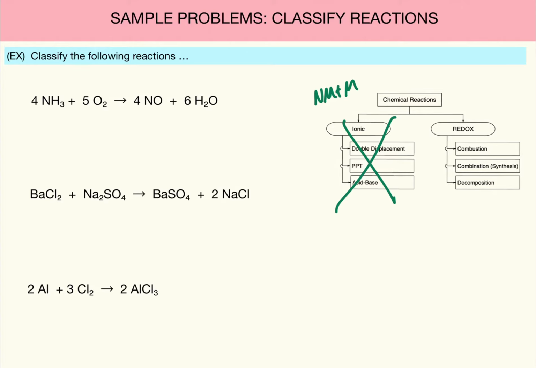Well, hopefully a redox comes into play, and indeed I spot something right away, a reaction with oxygen with some chemical species to produce an oxide. I have a combustion reaction. Do I have a combination? No, I have two things going to two things, so I don't have a combination or synthesis, and likewise I don't have a decomposition. So if I have a combustion, I must also have a redox. So my answer is I have a redox reaction and I have a combustion reaction.